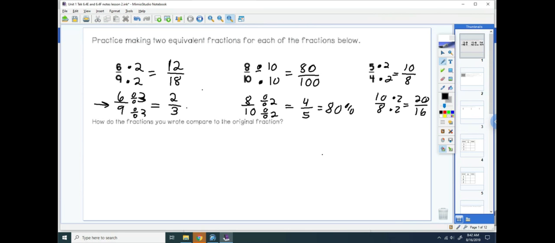Okay? So that is how you represent equivalent fractions. You can make them smaller if it's possible, or you can make them bigger by multiplying the numerator and the denominator by the same number. Okay, so as we were just discussing, the fractions you wrote compared to the original fraction all represent the same value. And you'll start noticing patterns more and more when you get into higher math classes.